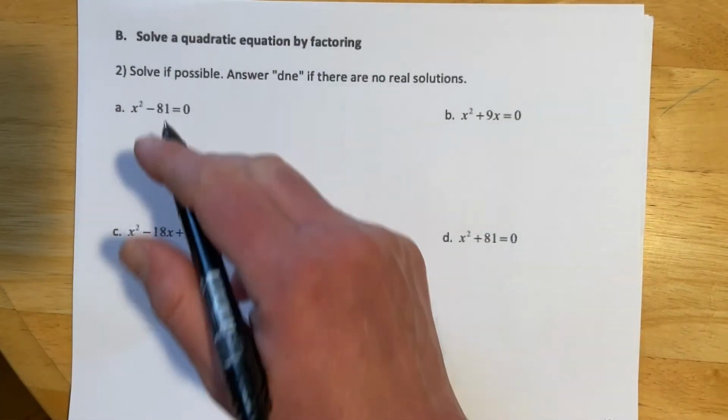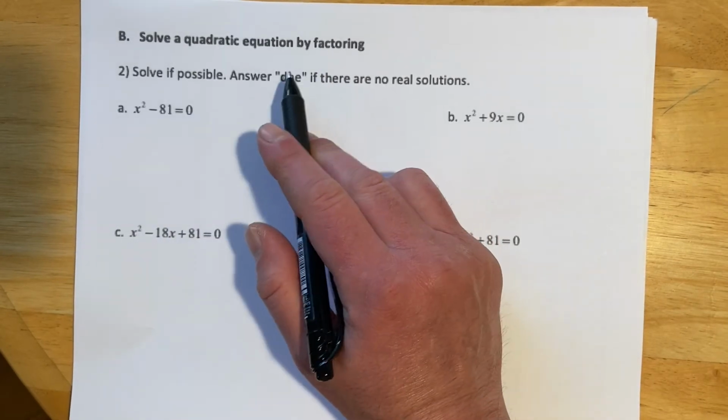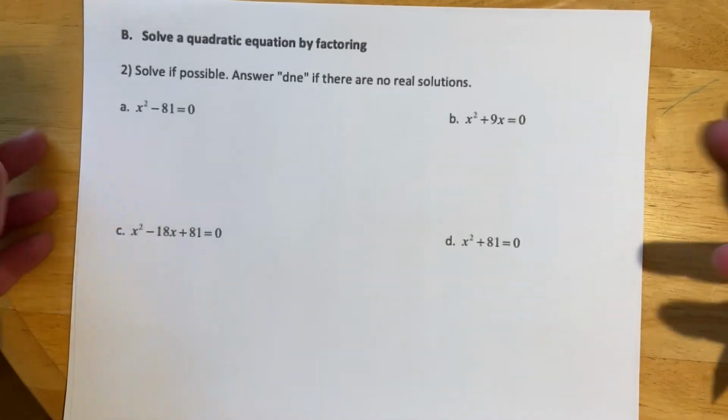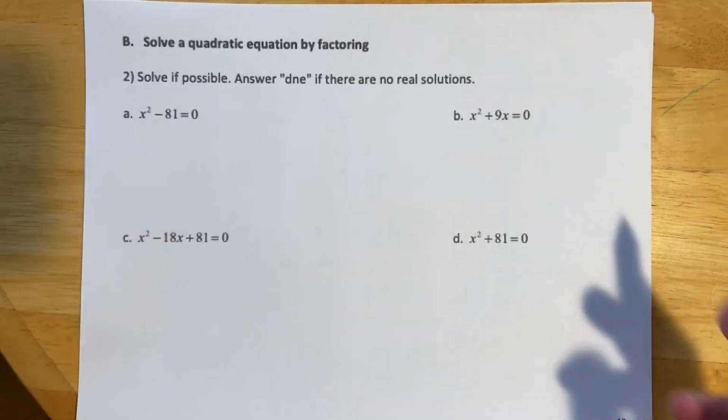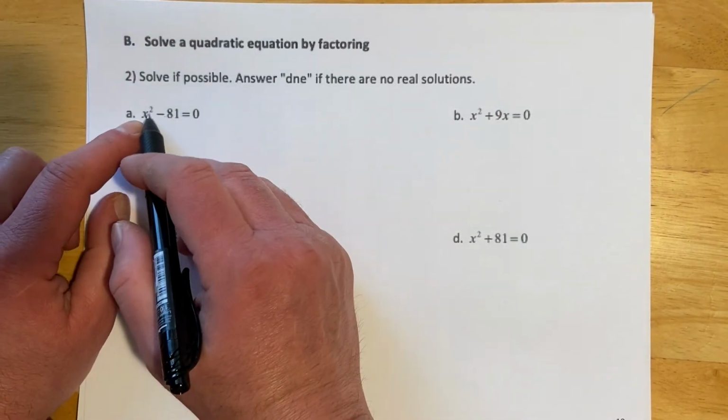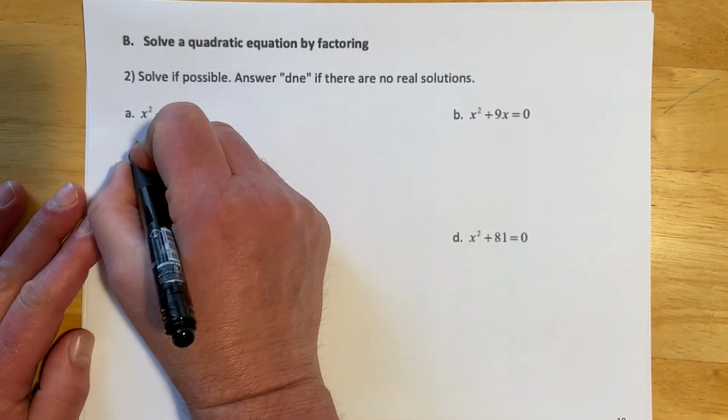Okay, so this first one is solve if possible, answer D and E if there are no real solutions, and sometimes there are not real solutions. This one's a 4-parter because these are a bunch of equations that often get mixed up with one another. So this first one is x squared minus 81, so that's our difference of squares.